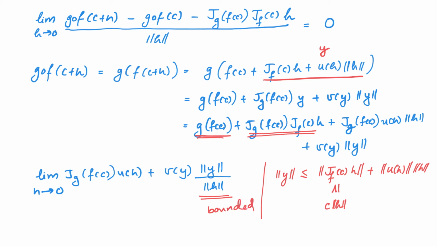Further, we know that as h tends to 0, y tends to 0, and therefore v of y tends to 0. Similarly, u of h also tends to 0. Therefore, this entire limit has to tend to 0, and thus we have completed our proof.